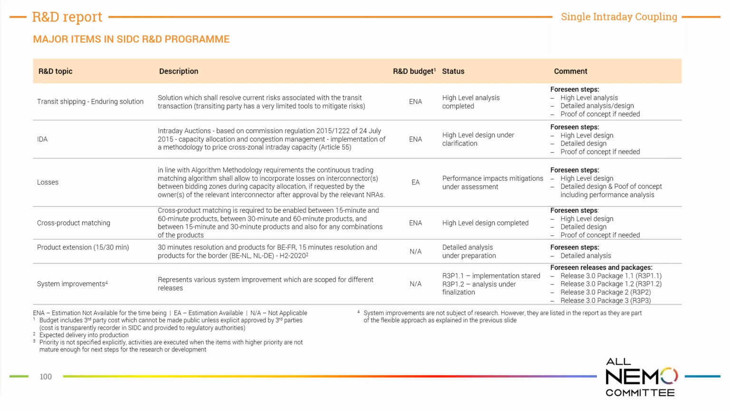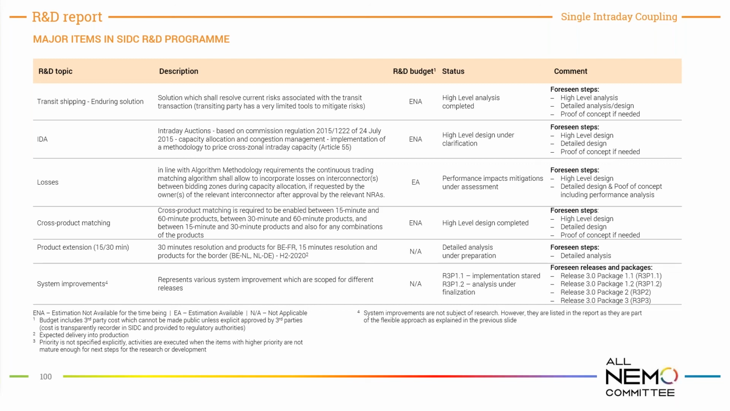We have already some kind of high-level design available, and we are now moving to the proof of concept phase, where it's expected that the design will in fact be detailed together with the IT provider, that we will assess, as already mentioned, the performance impacts to the system, and where we will also address how these performance impacts might be mitigated. So this is the status for cross-product matching. Products extension. Indeed, this is in fact just configuration changes, as I already mentioned, but still a detailed analysis of performance impact is required.